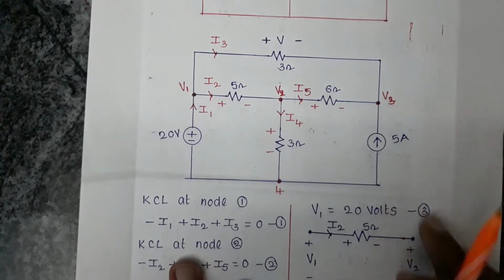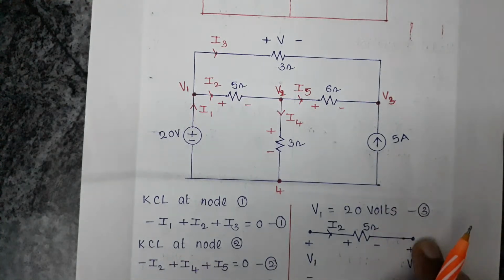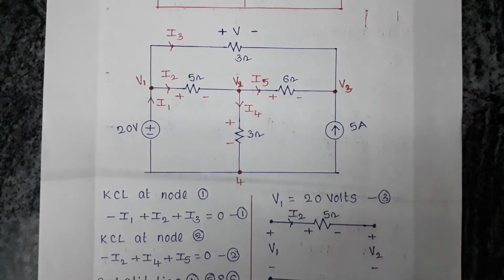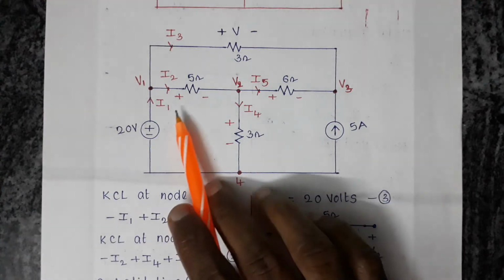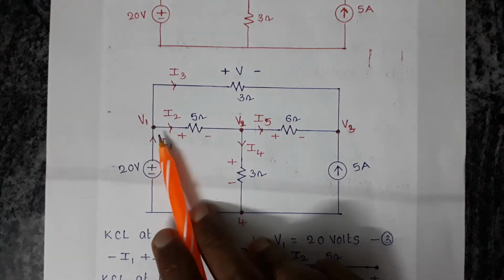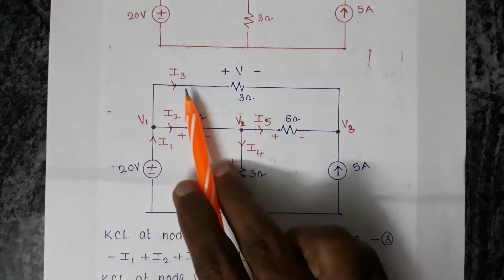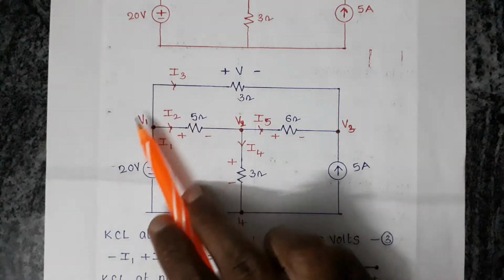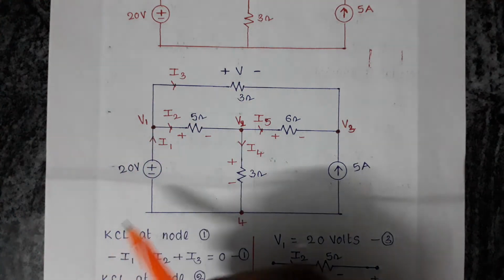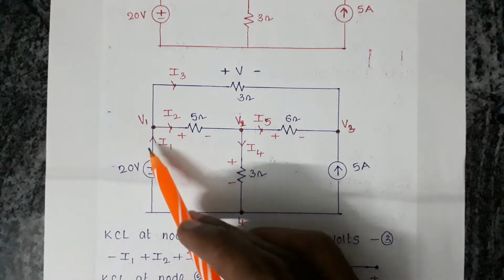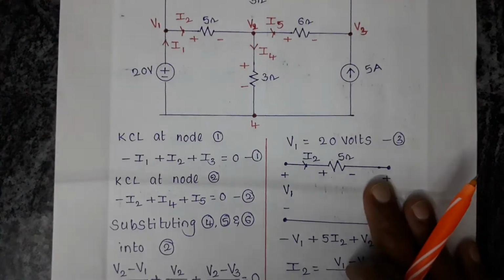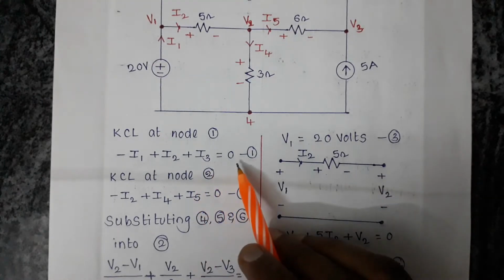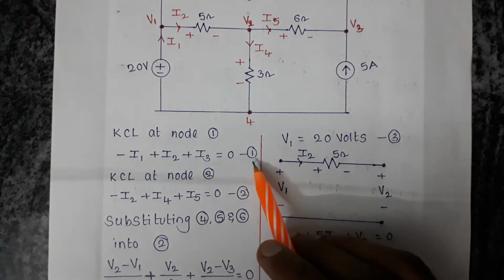Now we have to apply KCL. Nodal analysis means at each node we have to apply KCL and Ohm's law. So if you apply KCL at node 1, I1 is coming to the node, I2 is leaving and I3 is leaving. So three currents are associated with node 1, and if you write KCL at node 1, minus I1 plus I2 plus I3 equal to 0. Let this be equation 1.